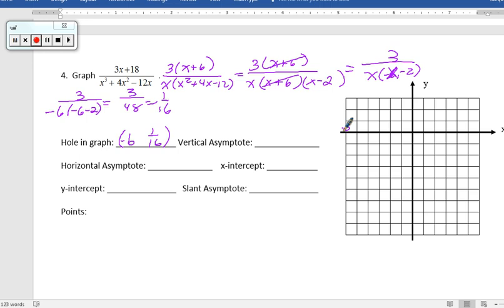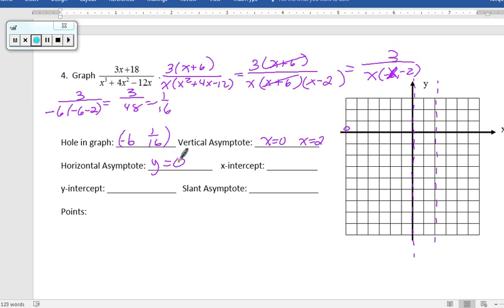Vertical asymptotes, we're going to have 2. We're going to have one at x is equal to 0 and x is equal to 2. So one's on the y-axis, the other one is on 2. Since there's no x's left here, so the exponent in the denominator is bigger, we're going to have a horizontal asymptote at y is equal to 0.